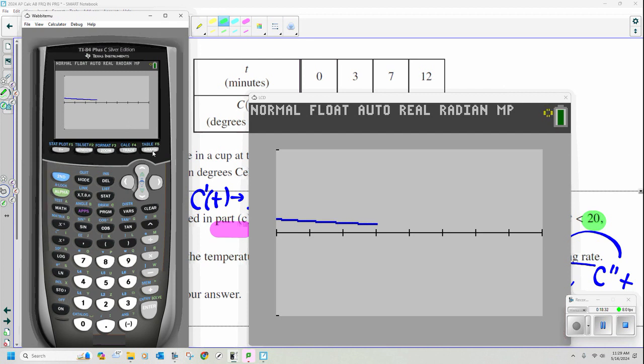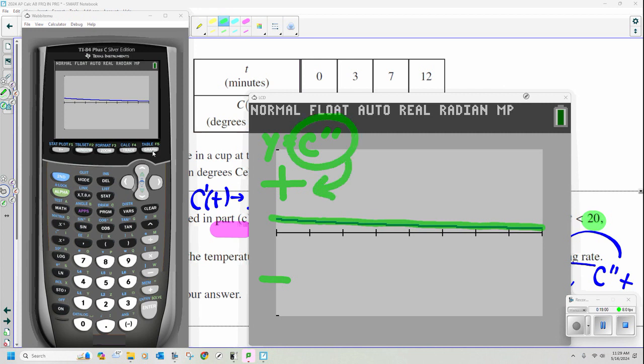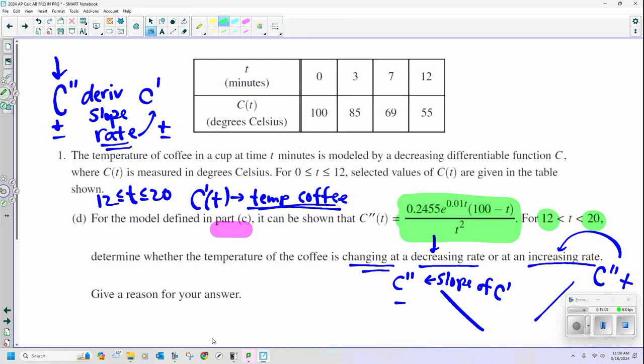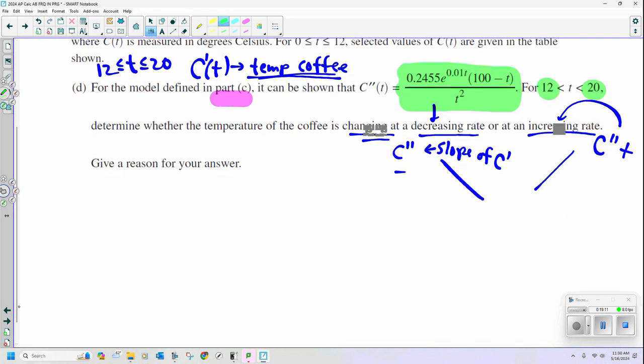Now, it looks to me, if I'm graphing C double prime, okay, if my y value is C double prime, I am always above the x-axis. That means my y value is always positive. It is never negative. It's never below the x-axis, okay? That means my second derivative will always be positive from time 12 to time 20, okay? So let's go down here and answer this dang question.